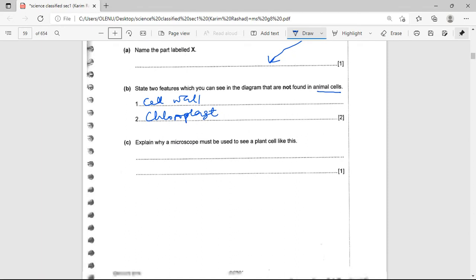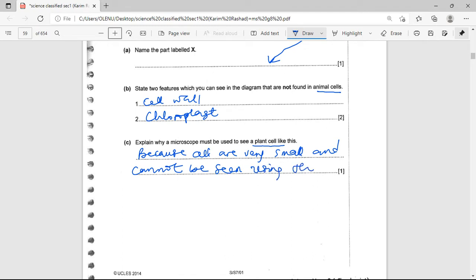That's it. Explain why a microscope must be used to see a plant cell like this. Why do you use a microscope? Because it is very small and cannot be seen using the naked eyes. So because cells are very small and cannot be seen using the naked eyes.